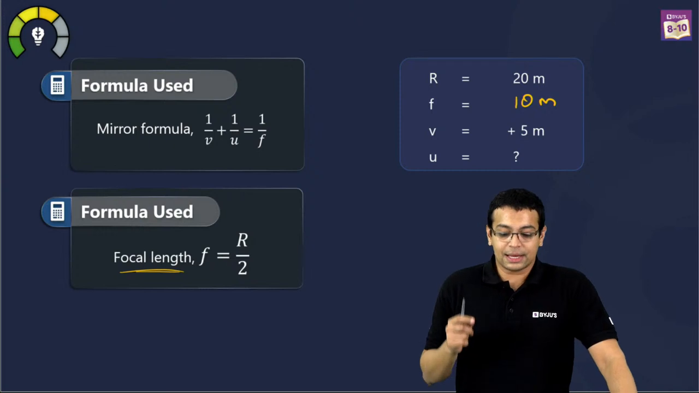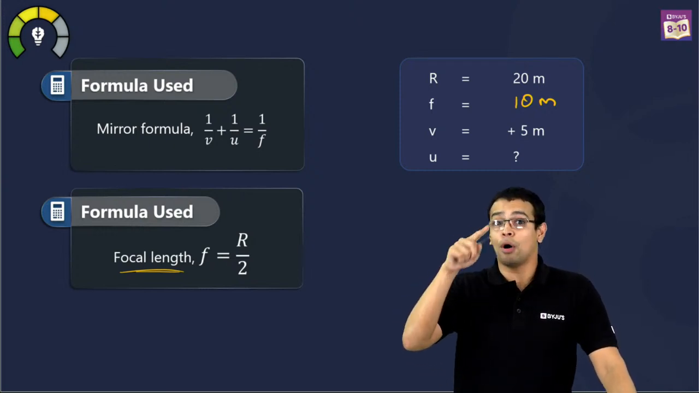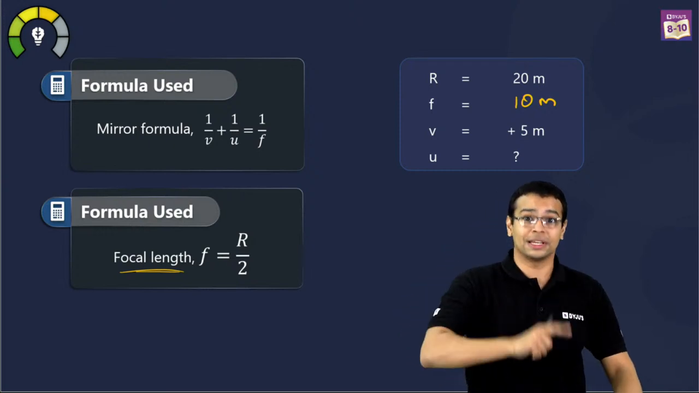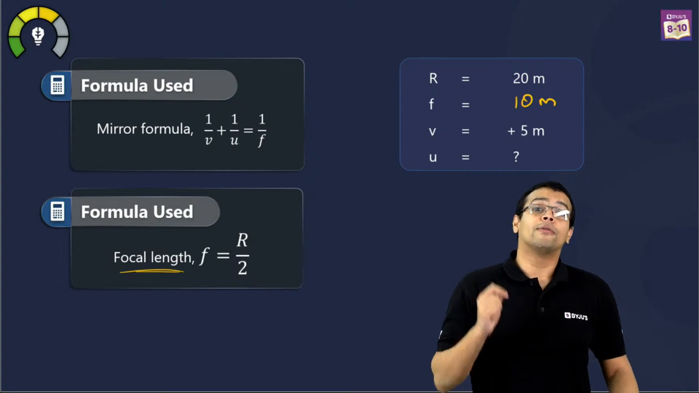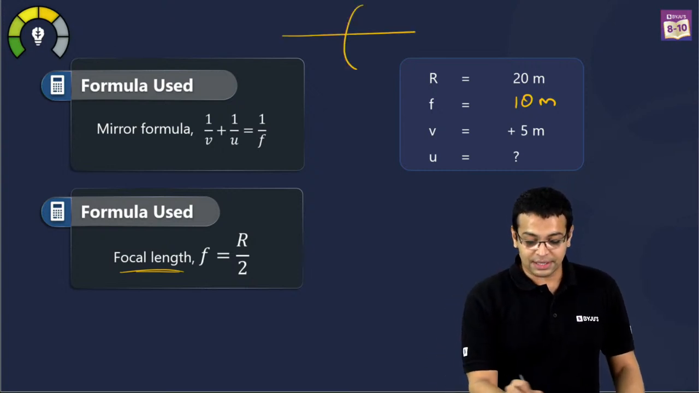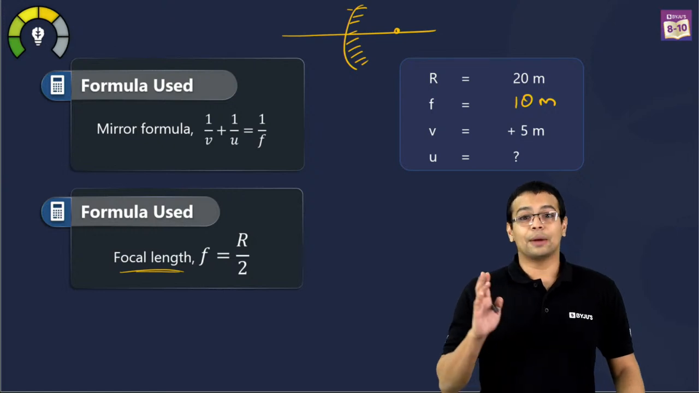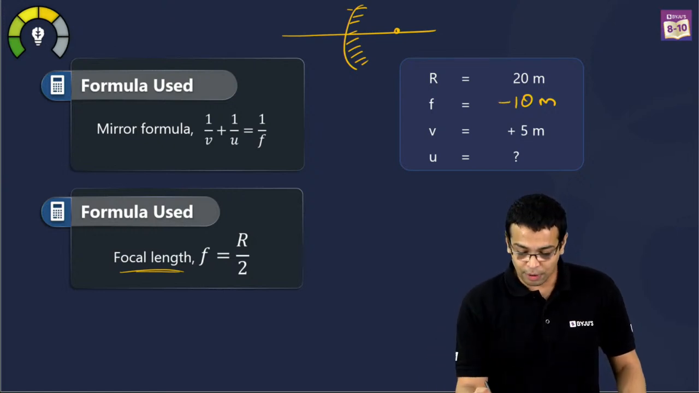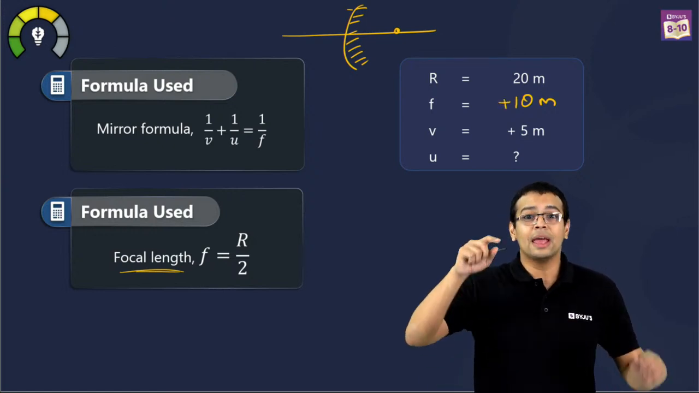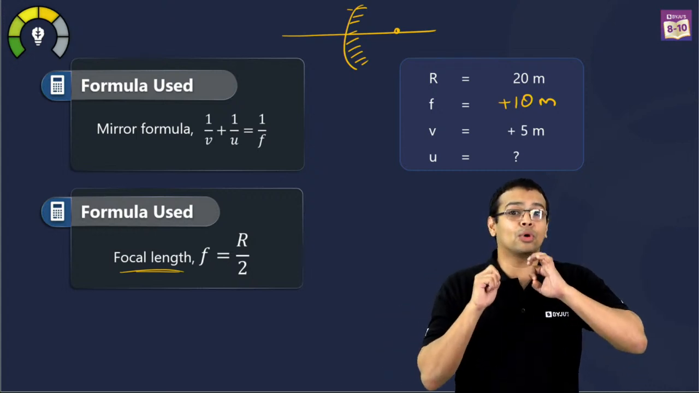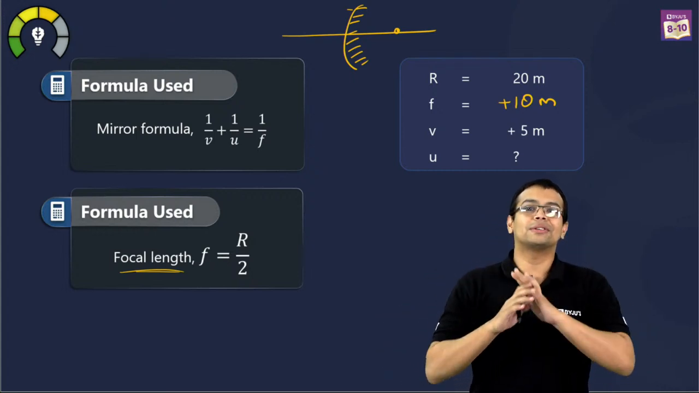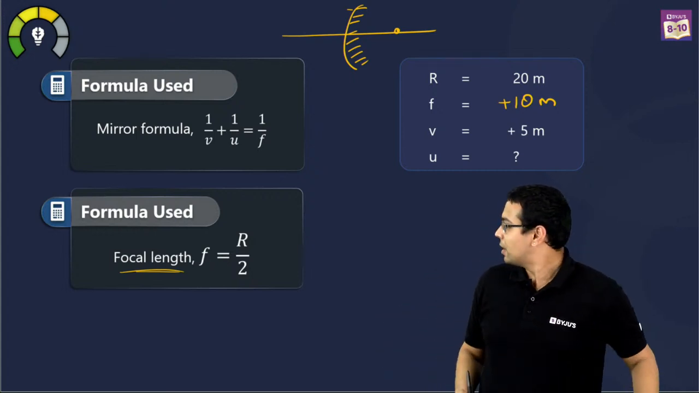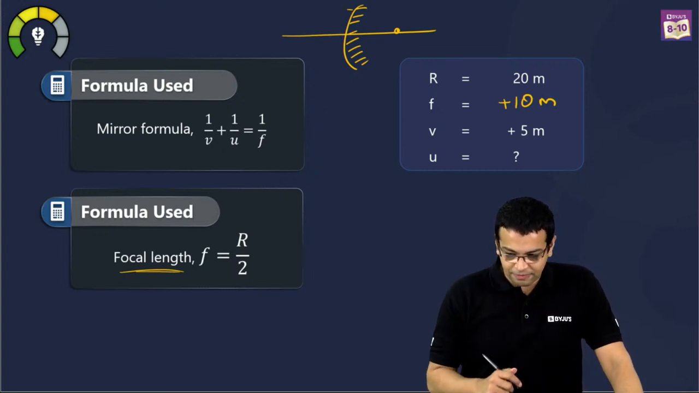Now tell me something, is that going to be positive 10 or negative 10? Remember, all of U, V and F have to be with proper sign convention. For a mirror which is this way, we always consider this focal point. Is that positive or is that negative? That's positive. Okay? Always keep this in mind. If you do not memorize this, don't mug it up. Simply visualize it. It's really easy peasy. Okay? Super. Alright.